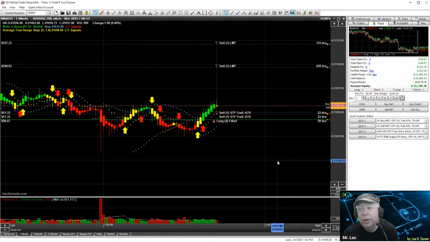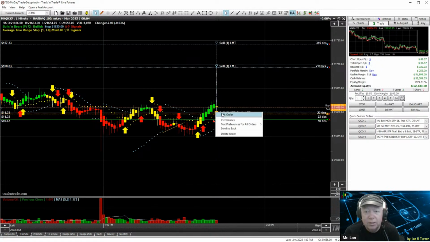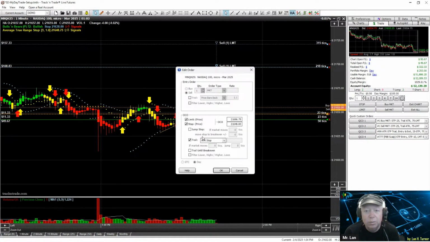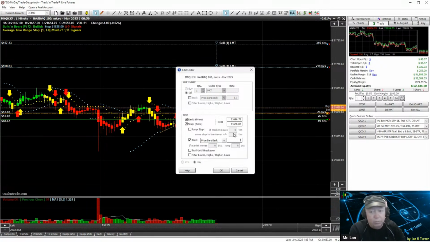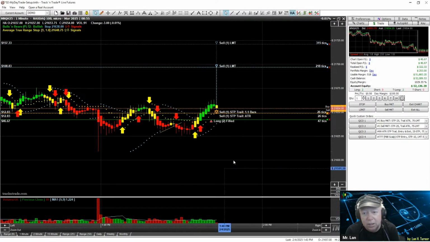We're up 322 right now. This thing's trying to pop up here with a little bit more. We could get a little bit nervous here if you wanted to and say, I'm just going to put one of these orders on a trail price bars back. And we're just going to go 1.1, 1 price bar and 1 minimum move.